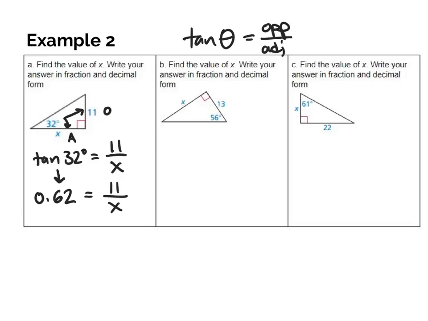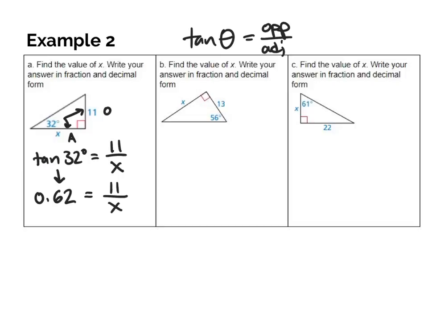Now, how we're going to solve this problem is a little bit different, because notice the thing that I'm solving for, my x, is in the denominator. So this is a little bit tricky algebraically, but the principle is still the same: my opposite side, which is 11, is 62% of my adjacent side. So we're trying to find the whole, or the larger of the two sides. Now, algebraically, if I ever have x in the denominator, how do I solve this?